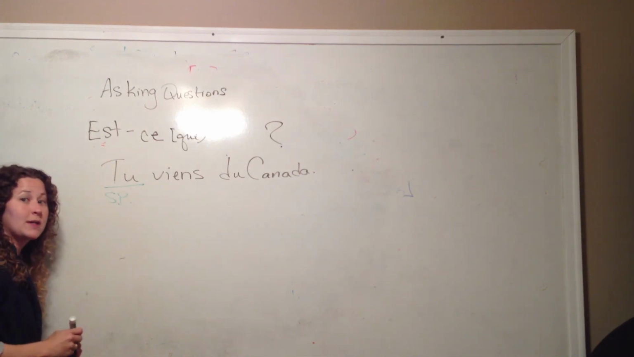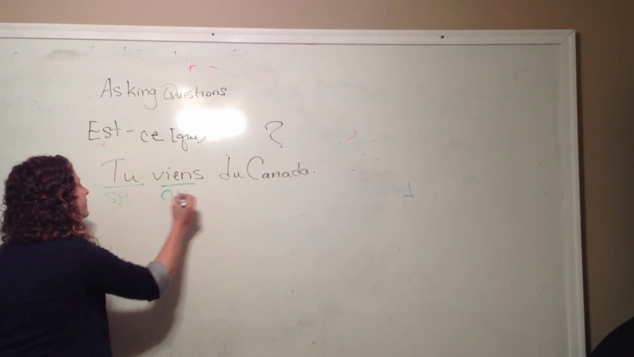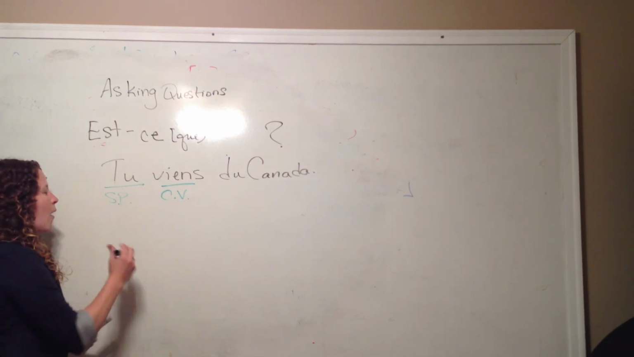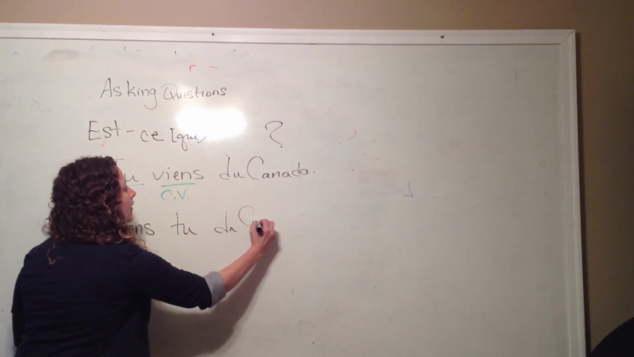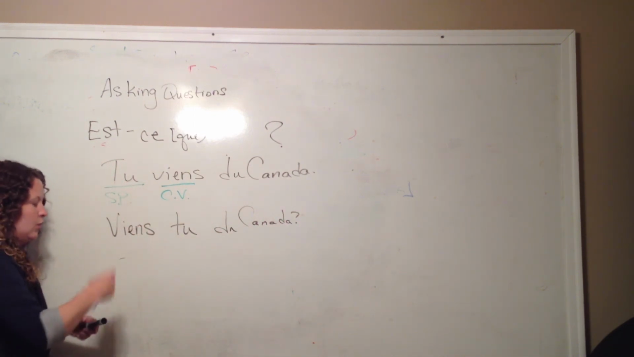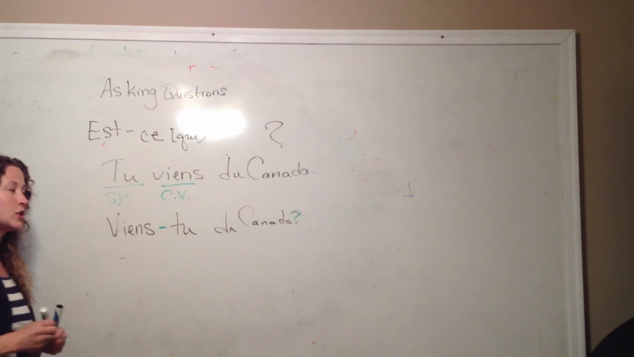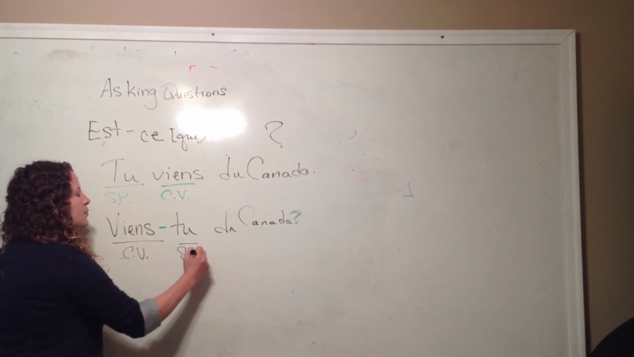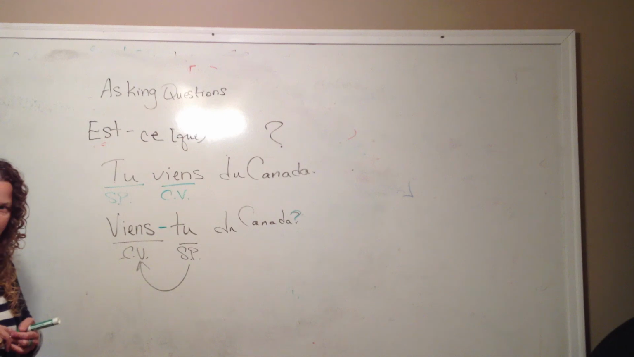The next thing that we have to identify is our conjugated verb. Now, all we have to do is switch these two. So now I'm going to write vient tu du Canada. But am I done? No. Do not forget, you have to put the hyphen here in order to ask the question using inversion. The hyphen went between our conjugated verb and our subject pronoun to show that we purposefully wrote them out of order in order to ask a question.